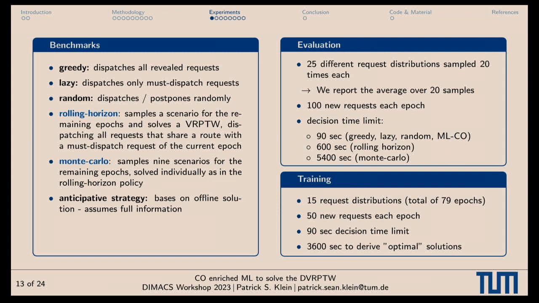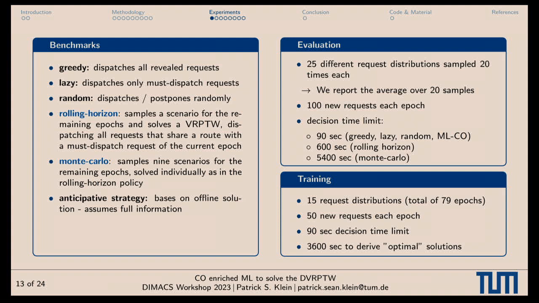All right. Now we consider a set of benchmark strategies in order to assess the actual performance that this pipeline yields. These all base on the sequential decision-making process that we have outlined earlier. These first decide on a set of requests to dispatch, and then solve a vehicle routing problem in order to consolidate these dispatch requests into routes. So the greedy policy basically dispatches all requests as soon as possible, that is in the first epoch in which they occur. The lazy policy does the opposite, that is it dispatches only must-dispatch requests and thus delays requests as long as possible.